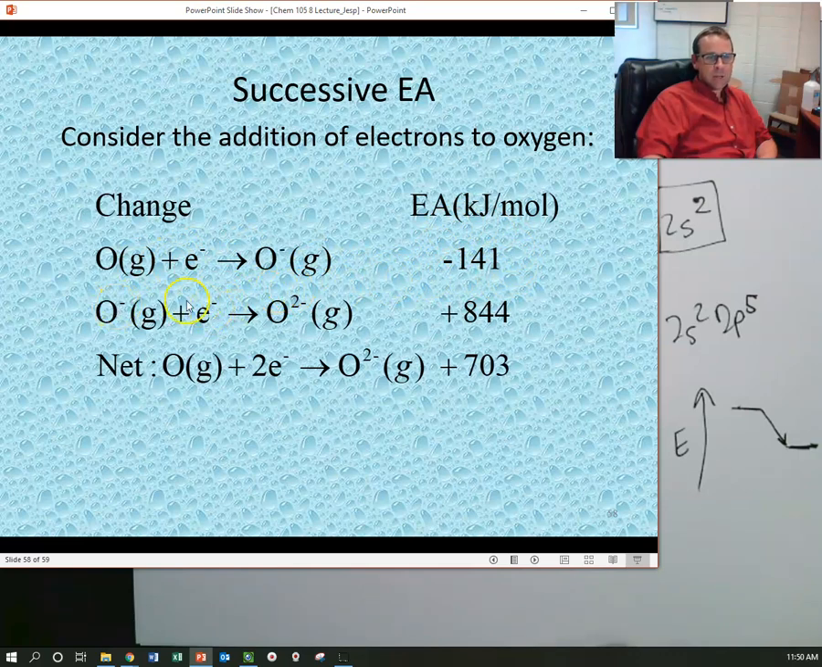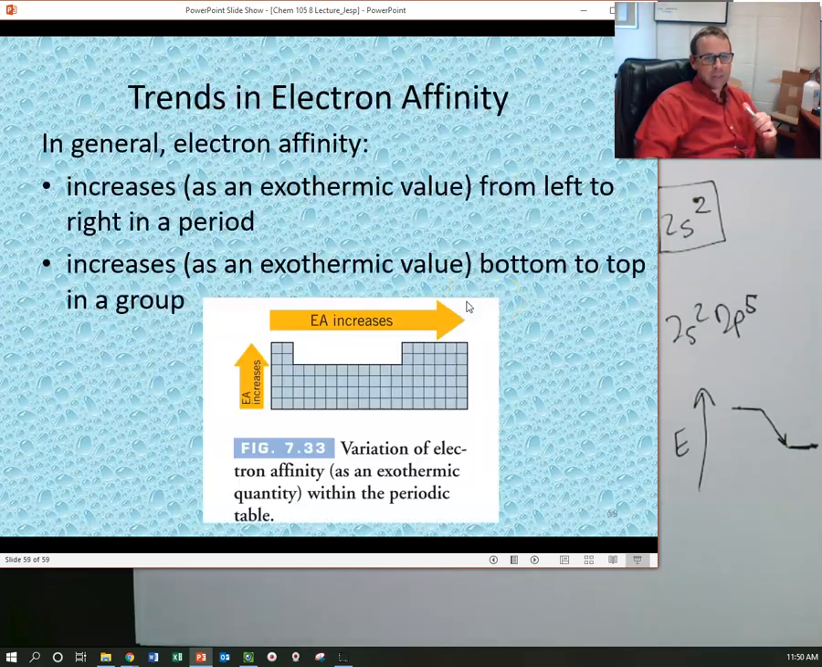But the second electron, taking an O minus and getting a second electron, what does that mean there in terms of energy, Chloe? It required energy. Yeah, it requires a lot of energy to take that second electron.